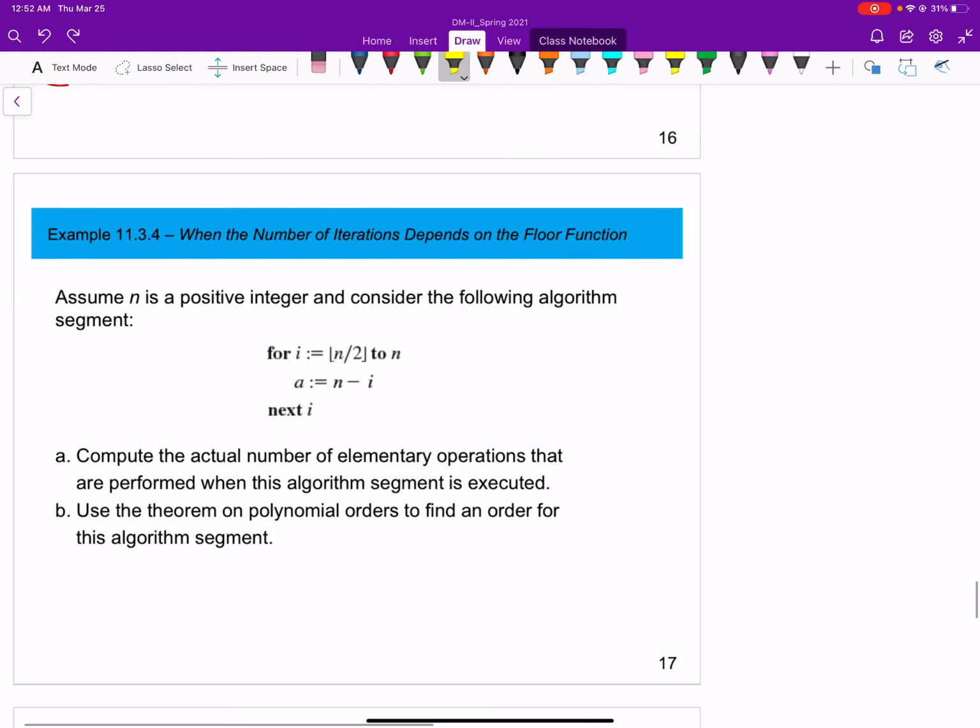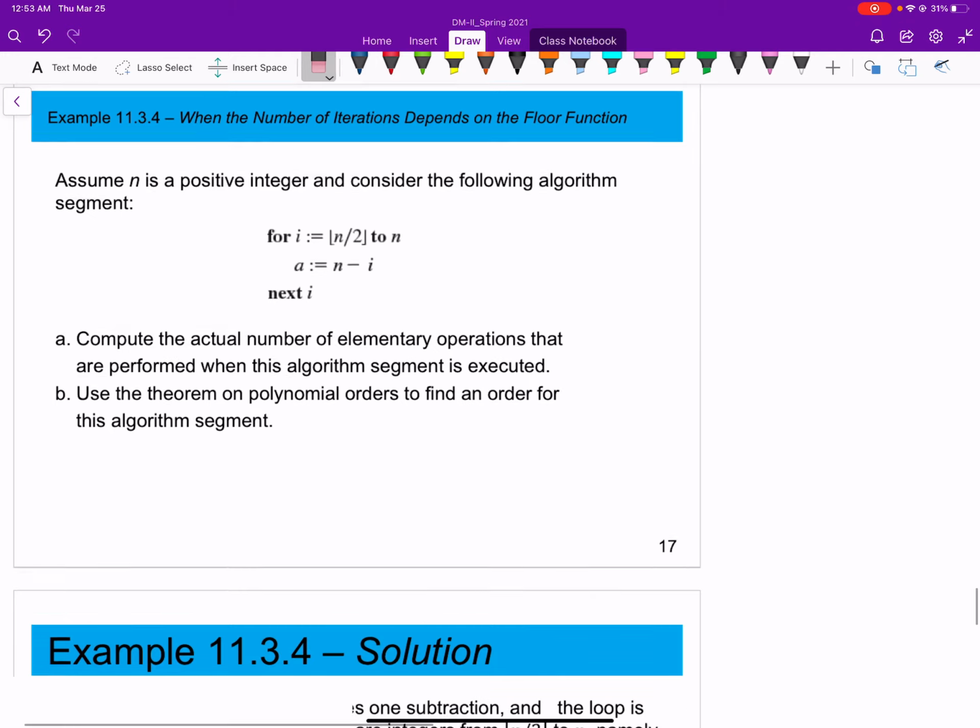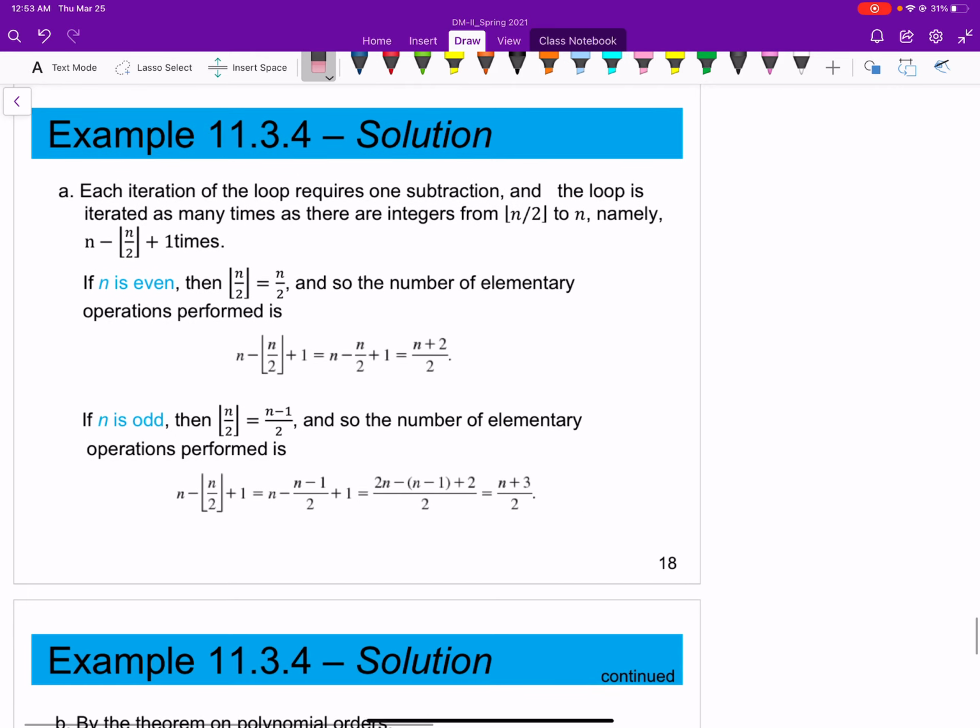In the next slide, you are given another block of algorithm. Here you have to compute the same things. Compute the actual number of elementary operations that are performed when the algorithm segment is executed. And then part B, use the theorem on polynomial order to find an order for this algorithm segment. All right, so that's what you have to do. Let's go to the next slide. The next slide explains everything step by step.